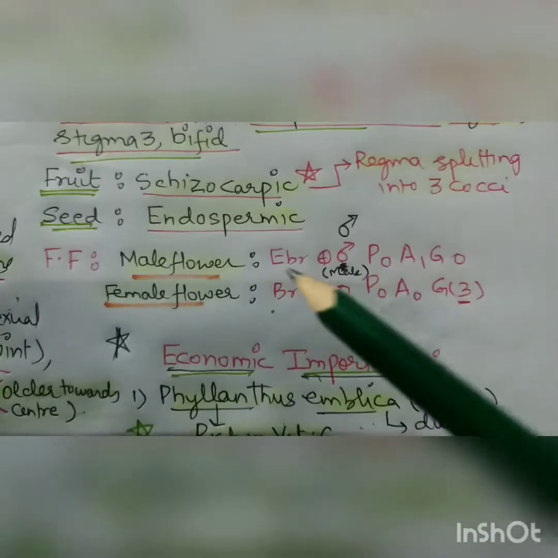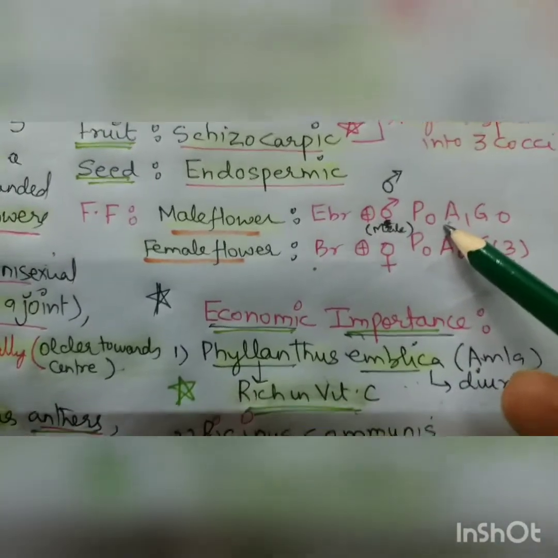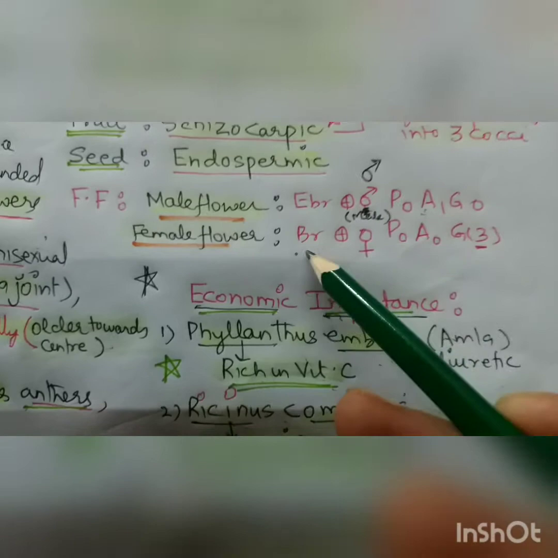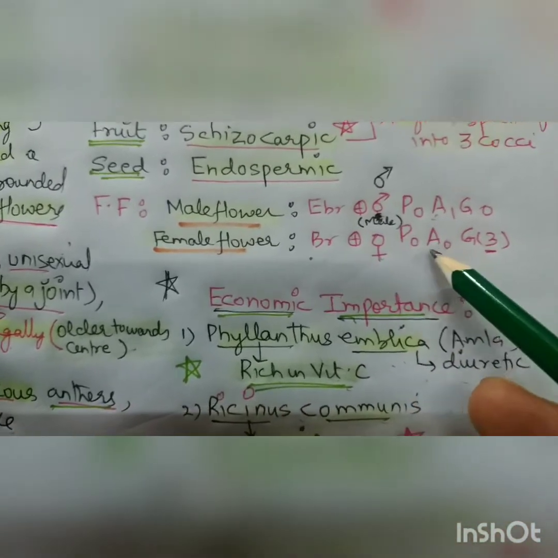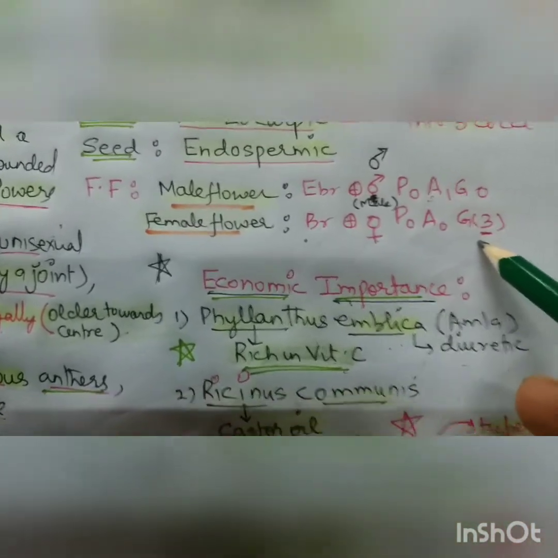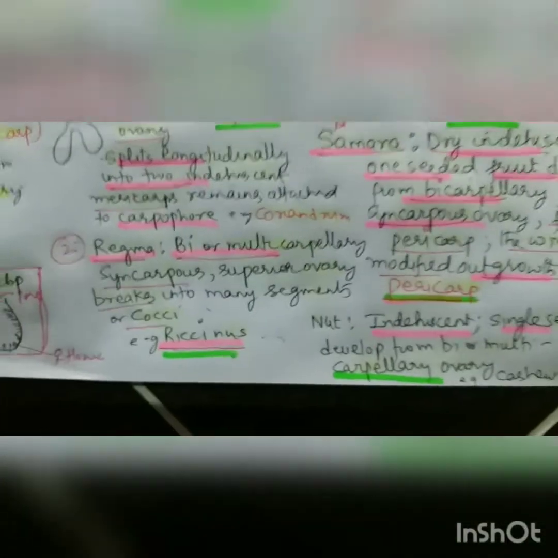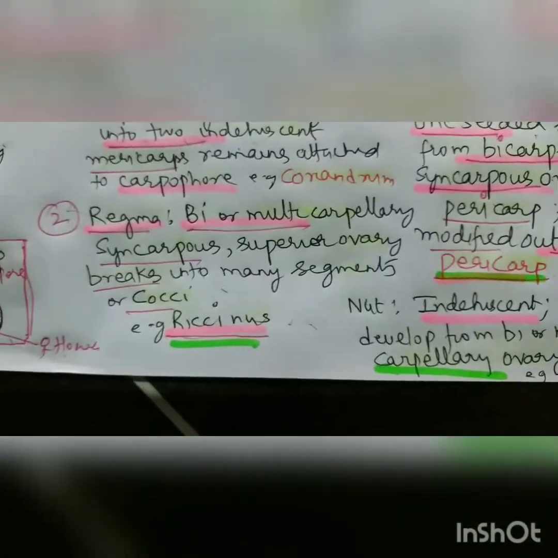And this is the male flower, P0A1. A1 I already told you, it is also in the Anacardiaceae family. This is the female flower, and G is 3. So economic importance I already told you, and regma I already explained in case of Ricinus, right?